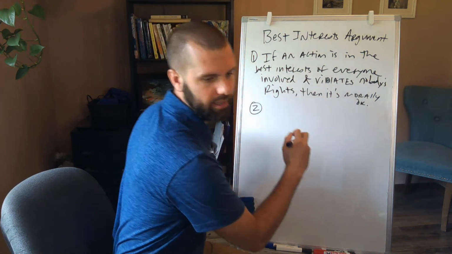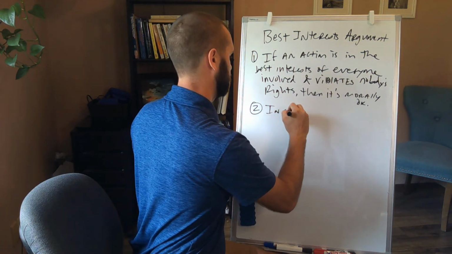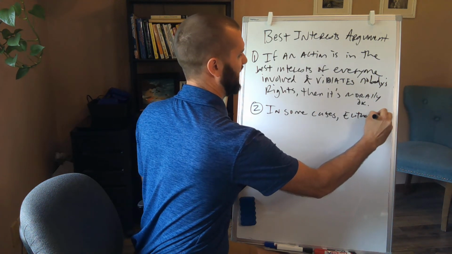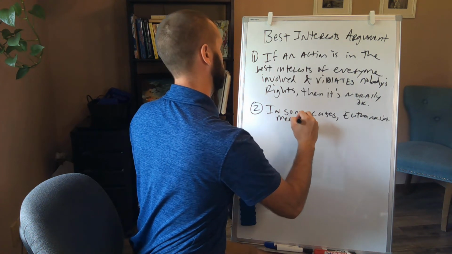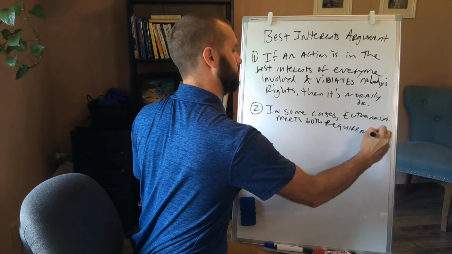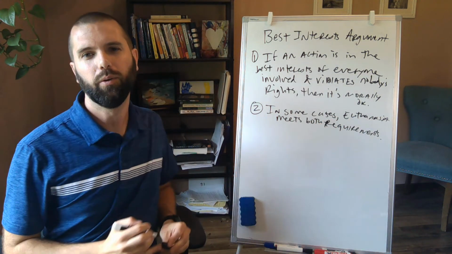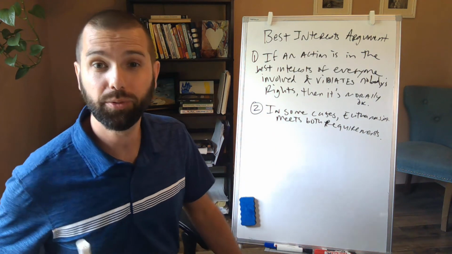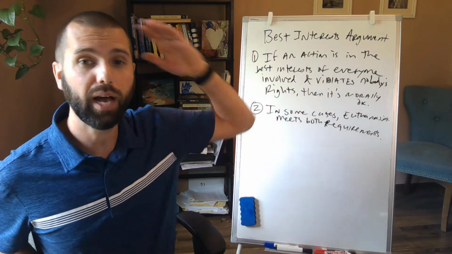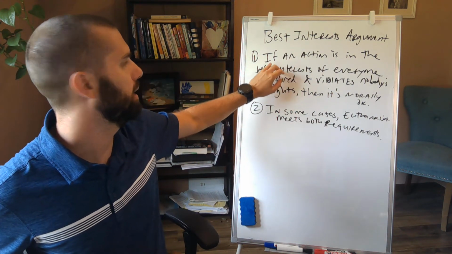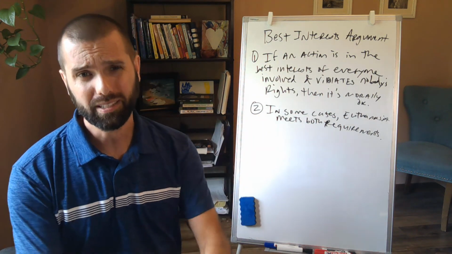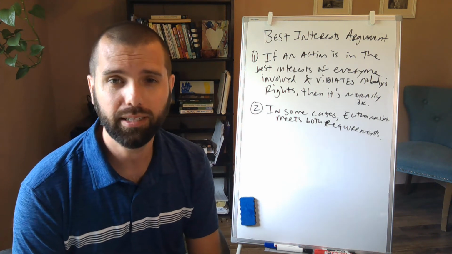The second claim then is that in some cases, euthanasia, that is active euthanasia, meets both requirements. So in some cases, euthanasia meets both those requirements. That is to say that it's in the best interest of everyone involved and it violates nobody's rights, right? Okay, so what might be an example of this? For Rachels, I would say it's probably something like this, right?